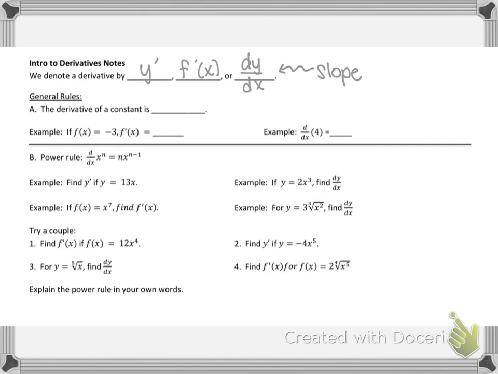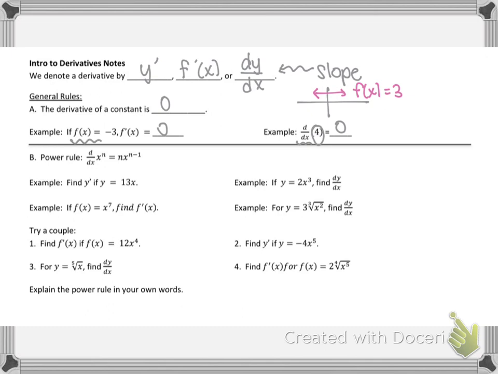First rule, the derivative of a constant is 0. So a derivative is a slope, and if our function is some constant, like f of x equals 3, that function would be a horizontal line. Its derivative, its slope, would be 0. So the derivative of a constant is 0. So they give me f of x equals -3, f prime of x is going to equal 0. The derivative of the function y equals 4 is 0.